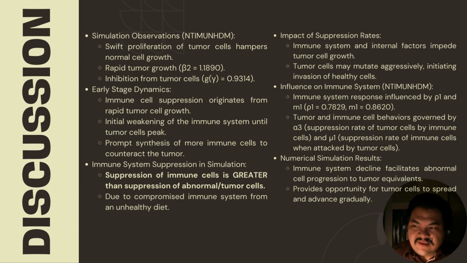So what can we obtain from this model? First, what we observe is that the swift proliferation of tumor cells hampers the normal cell growth. This is because the parameter that governs the rapid tumor growth, which is beta 2, is set at 1.189, which is basically a positive increase, whereby the inhibition of tumor cells, the GY, is set at 0.9314. This enables the tumor cells to inhibit the normal cell growth.